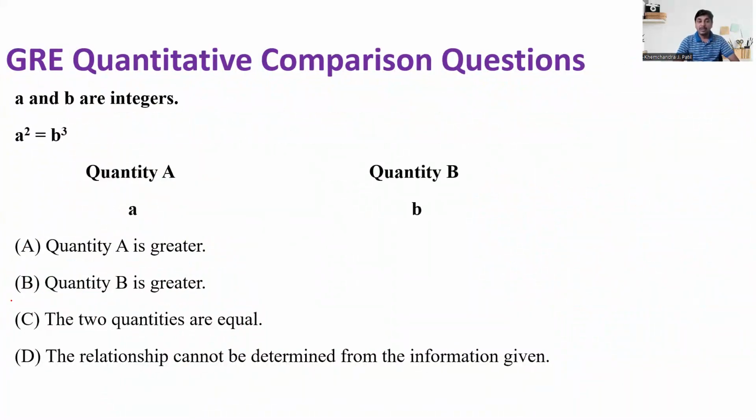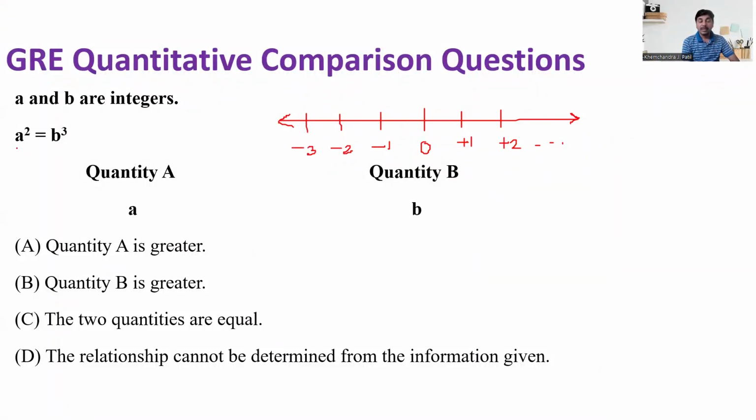Good. Now this is the second question. What is the instructions given? A and B are integers. Now we know what integers are. Integers are those numbers which are present on number line. So number line is divided into two parts by 0. We have positive numbers on the right hand side and we have negative numbers on the left hand side. -1, -2, -3, like that.